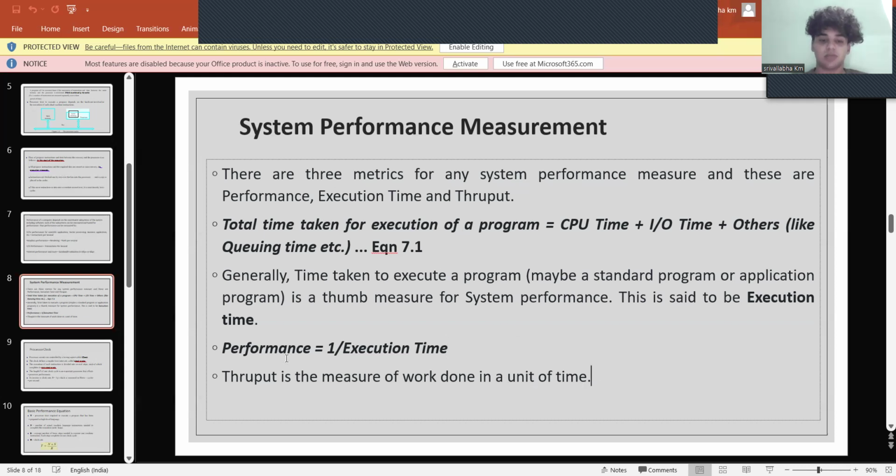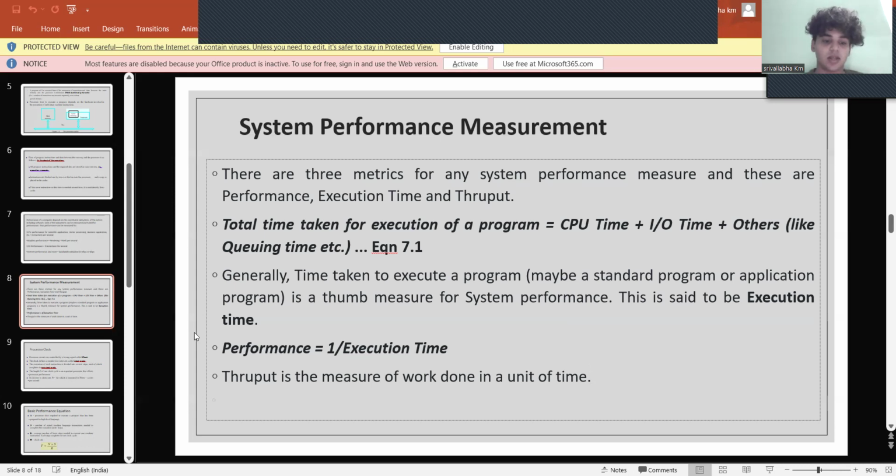Throughput is the measure of work done in a unit time. Throughput, this is the third part. Throughput is the measure of work done: according to performance, the number of tasks or work we give the processor, how much of it will be done in a certain amount of time. Work means task here. The given task will complete in a certain amount of time. In that unit of time, how much task or work will be done, that will be measured by the throughput.